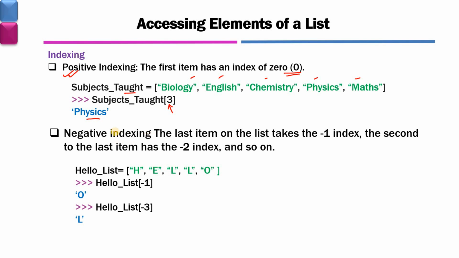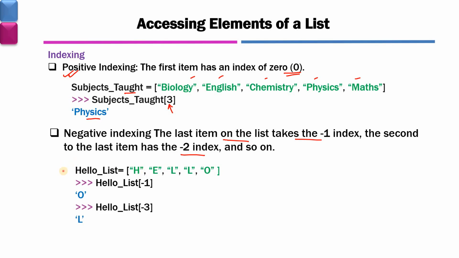And just like strings, if you have understood string indexing, whenever we discussed string indexing in my previous lectures, there you have seen negative indexing also, where the last item always takes -1, the second to last item will take -2, and like this it will go on.